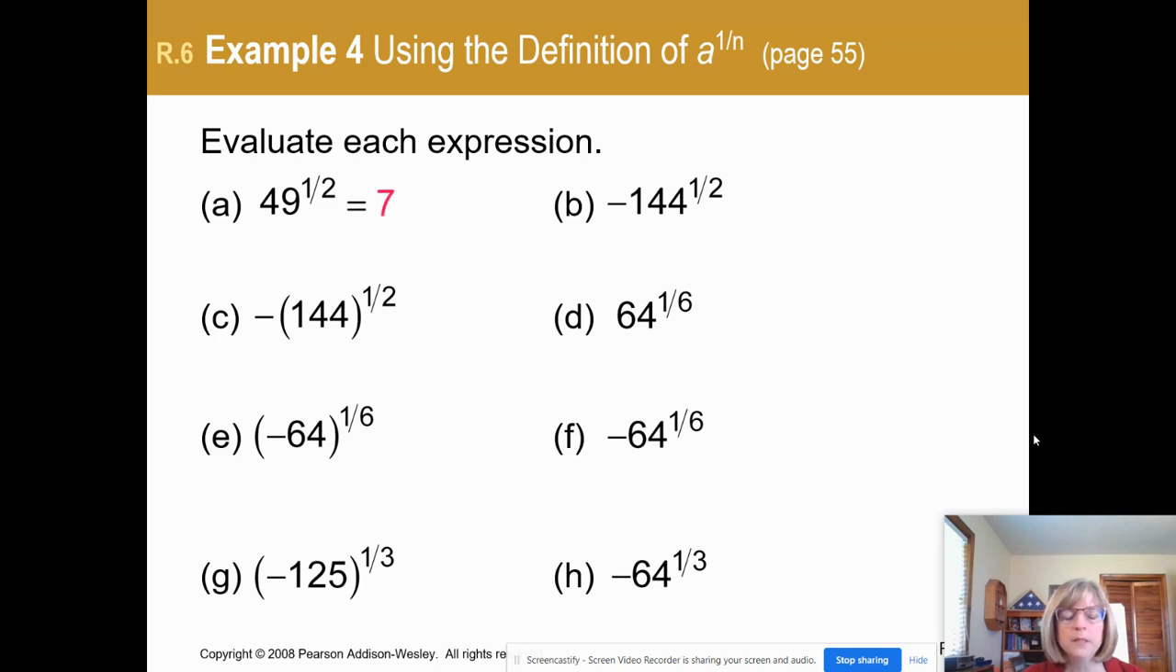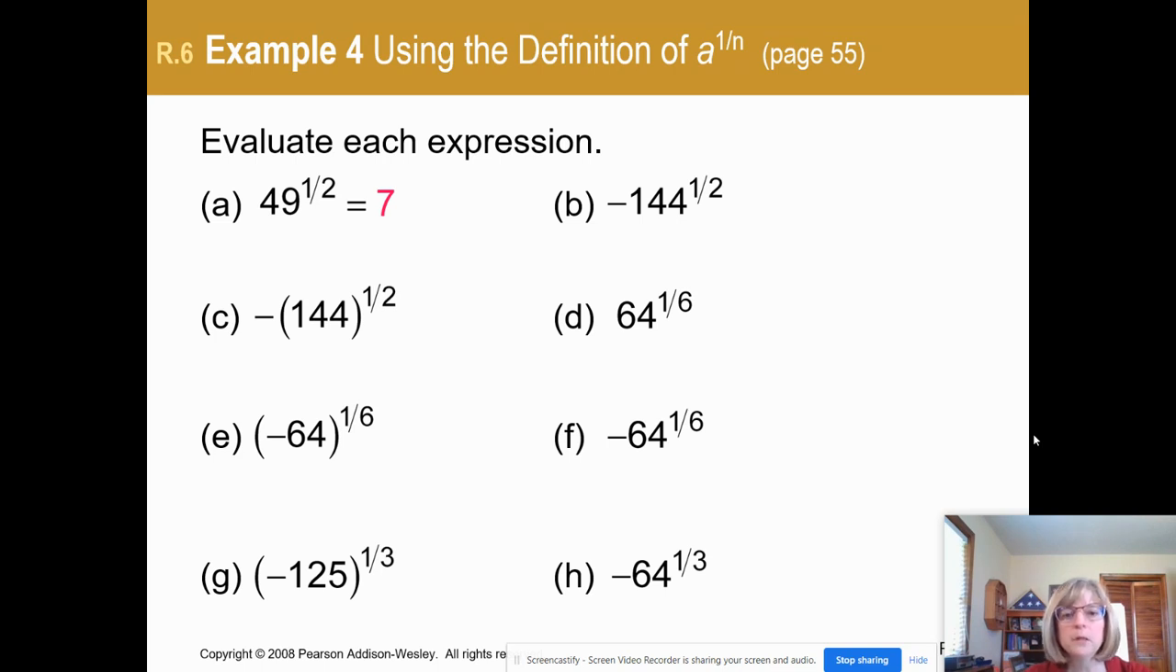That's the same as the square root of 49, which of course is 7. Now here we're talking about the principal square root, so we don't need to worry about plus and minus. It's just positive 7. For example B, there's two things to think about.